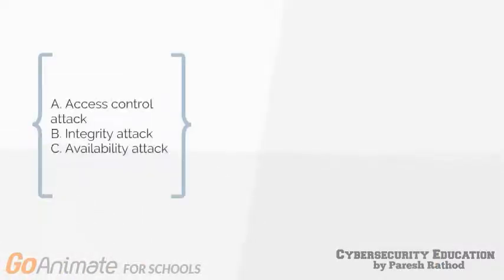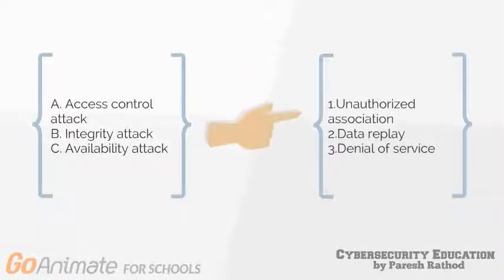Let's match the type of wireless attack to their examples. A. Access control attack targets 1. Unauthorized association. So does B to 2 and C to 3.